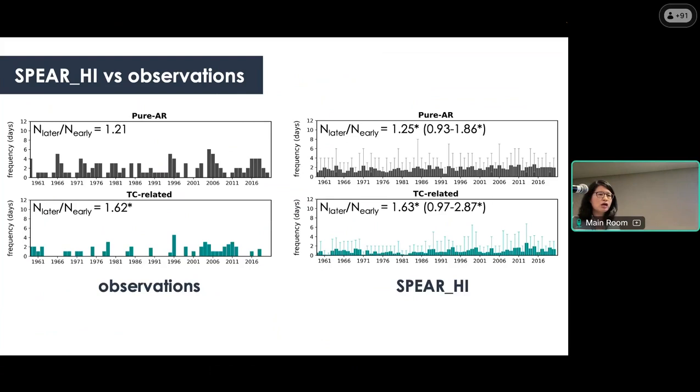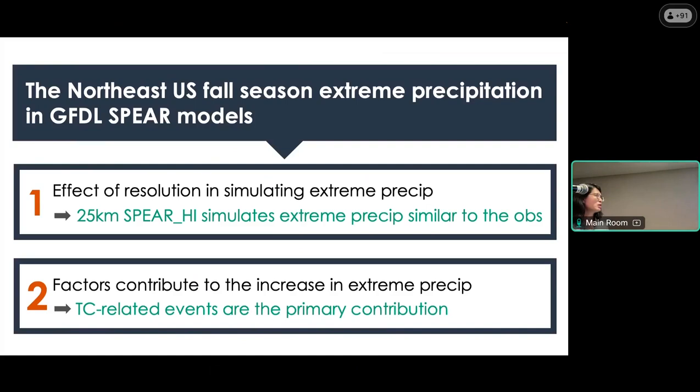Yeah, so just a very quick summary. We use this 25 kilometer fully coupled SPEAR to study the long-term change of extreme precipitation over the Northeast regions. So it seems like this model can simulate comparable frequencies and the relative contribution of different processes to the extreme precipitation, but we still need larger ensemble sets to capture the internal variability in observations.